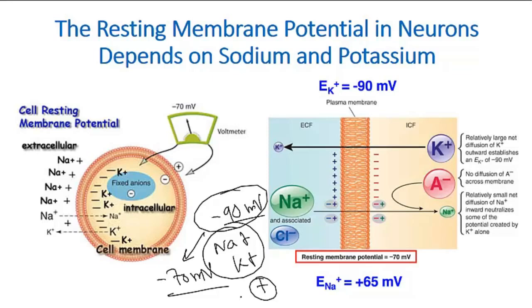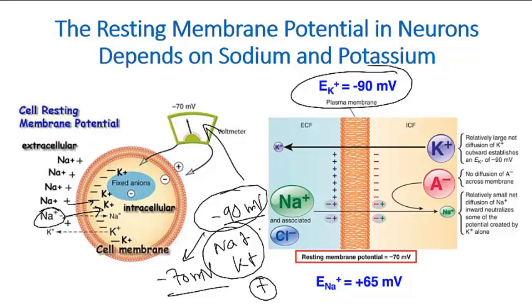Okay. So if we look at the experiments, normally in the case of cells which are only permeable to potassium, it should be minus 90 millivolts. But if it's a nerve cell, then while the electrochemical gradient is pushing potassium, it will also push sodium. That will change the resting membrane potential from minus 90 millivolts to minus 70 millivolts. Okay. That is how the resting membrane potential originates.